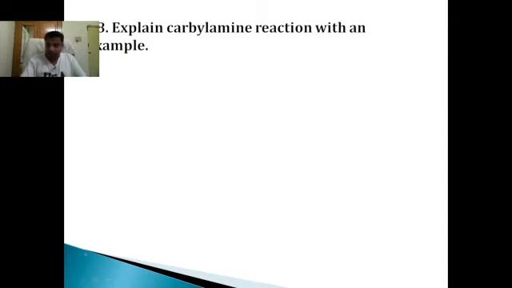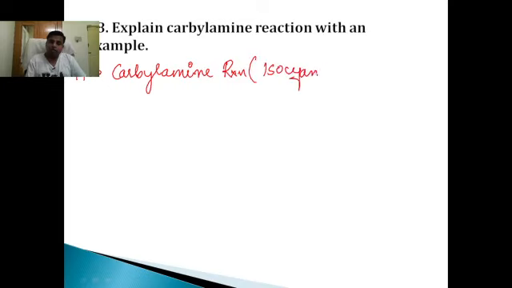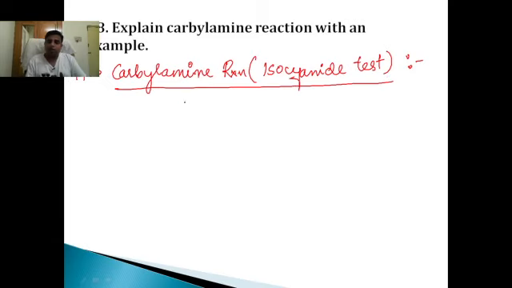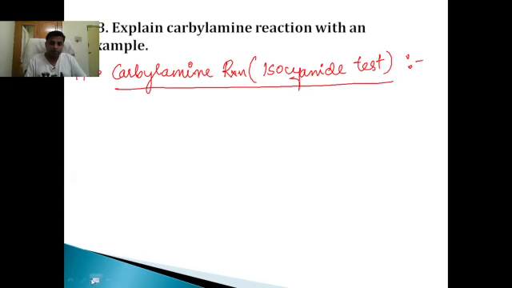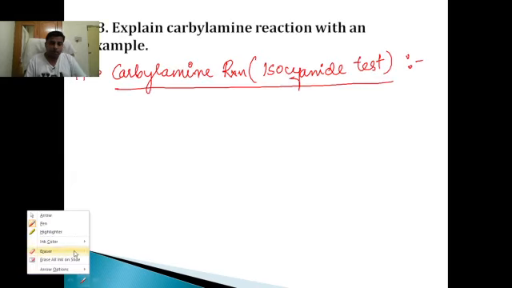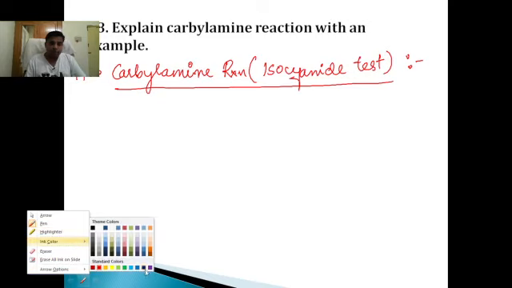Again, a very important reaction for 2 marks. Explain carbylamine reaction with an example. You have to write an example. Please be careful. Carbylamine reaction, also called the isocyanide test. We know this is applicable only for primary amines, isn't it? First see the reaction, understand the reaction, and then we will write the explanation.